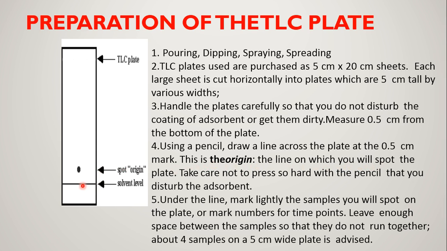container, the development container. But before putting it in the developing container, first we have to draw a straight line, which is a starting line, on which we have to put a sample spot over here. This is the spot origin. Under the line, mark lightly the samples you will spot on the plate, or mark numbers for time points. Leave enough space between the samples. We should put almost 1 centimeter space between two sample spots or reference spots, so they do not run together.